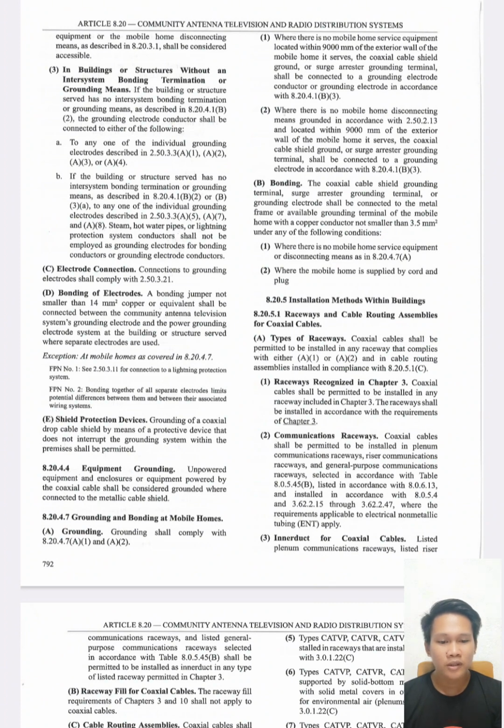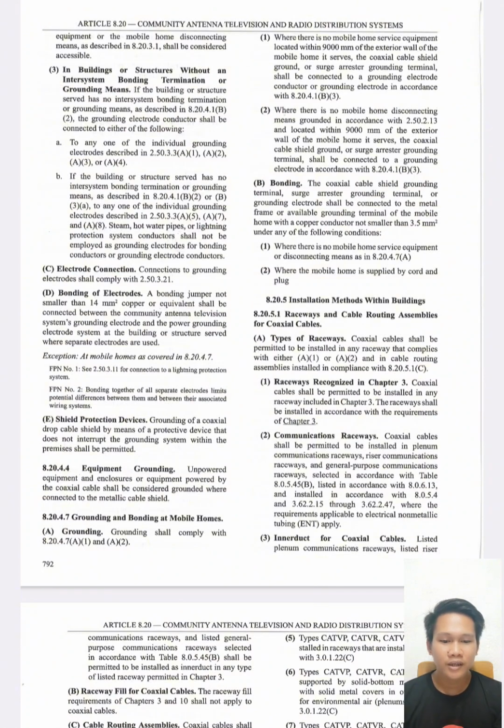Coaxial cable shall be permitted to be installed in plenum communication raceways, riser communications raceways, general purpose communication raceways, selected in accordance with Table 8.0.5.45b, listed in accordance with 8.0.6.13, and installed in accordance with 8.0.5.4 and 3.62.2.15 through 3.62.2.47, where the requirements applicable to electrical nonmetallic tubing or ENT apply.